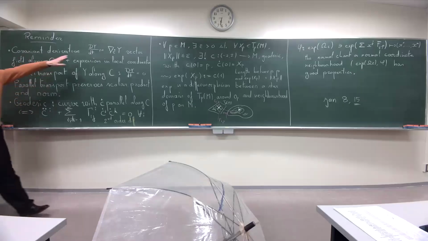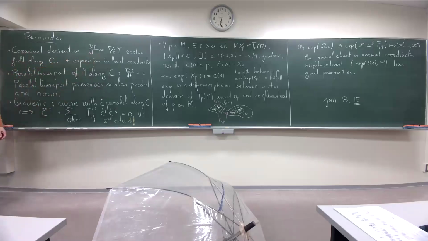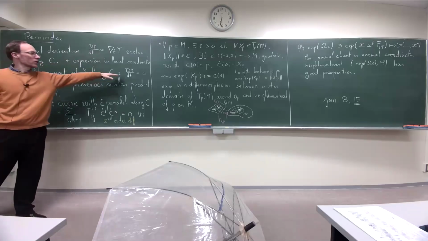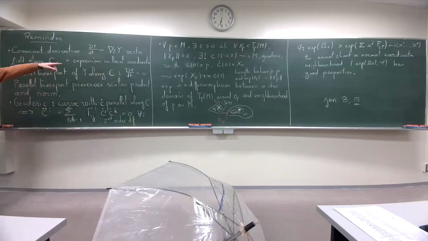Now, this nabla, why is it useful? I mentioned it's for defining the parallel transport. You have a curve, you have a vector at one place, and you can transport it along the curve in a certain sense if this condition is satisfied. This is the definition of parallel transport along a curve. If you do this, you preserve the scalar product between two vectors and you preserve the norm. You can also transport a basis. And this is for a fixed curve.